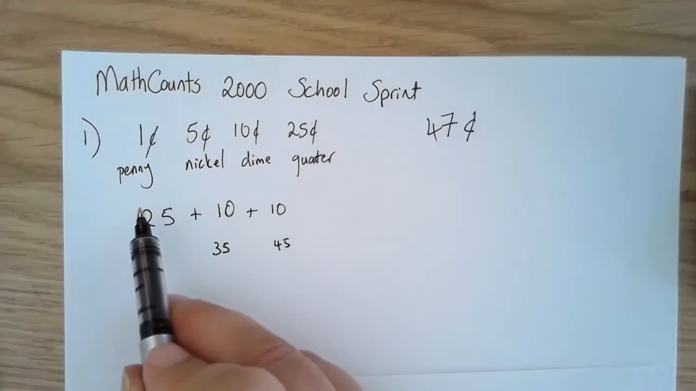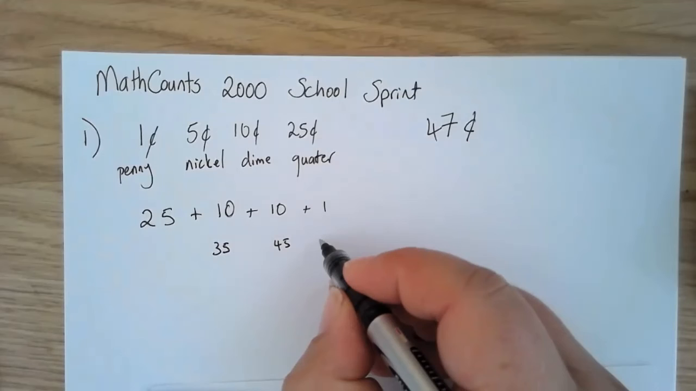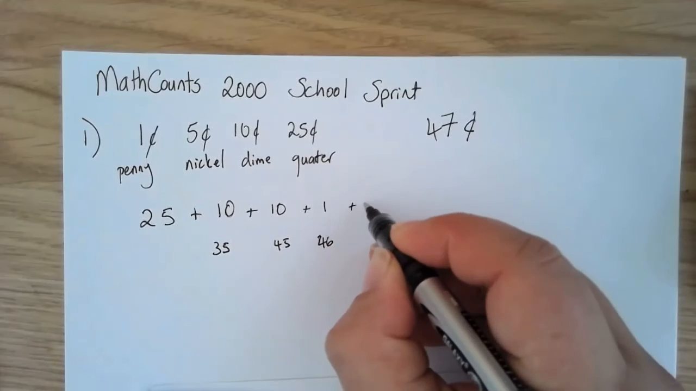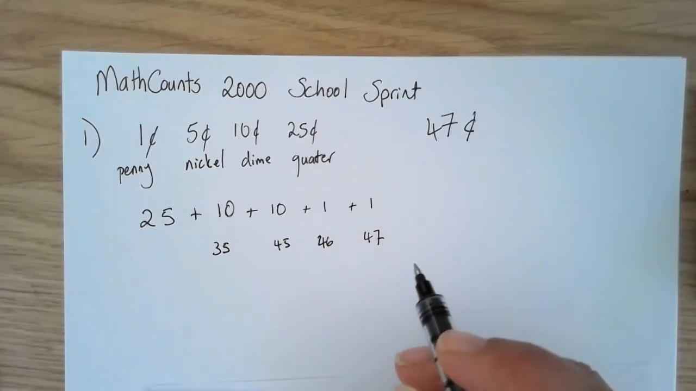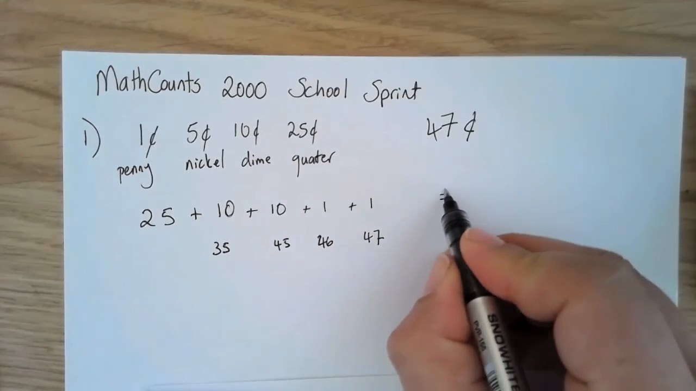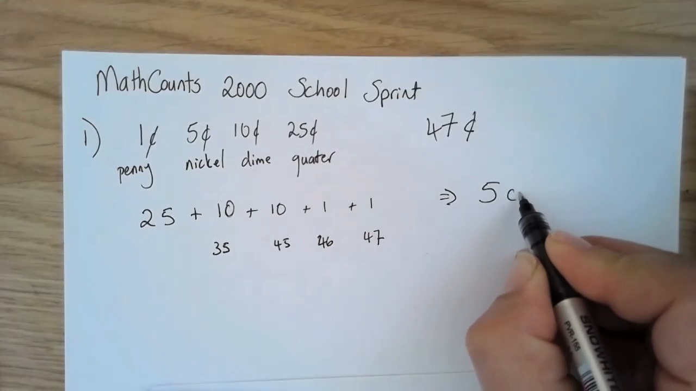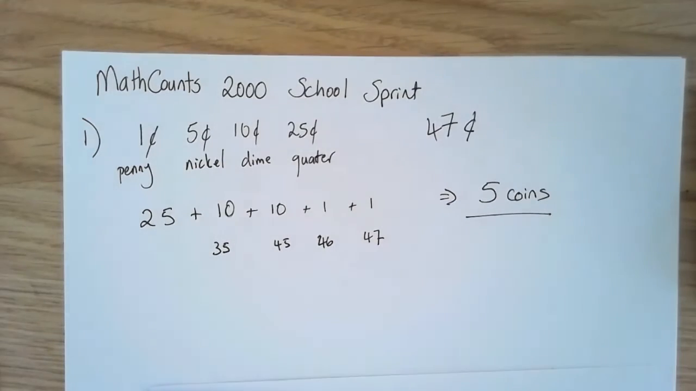I then need 2 pennies, exactly. 46 and 1 is 47. And it asks for how many coins. Therefore, we need 5 coins. And that's the answer.